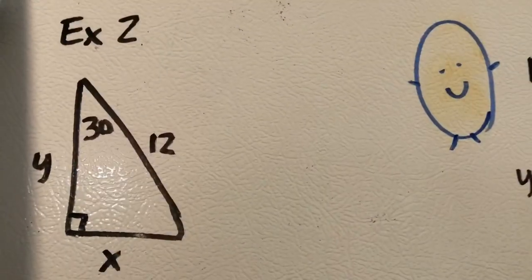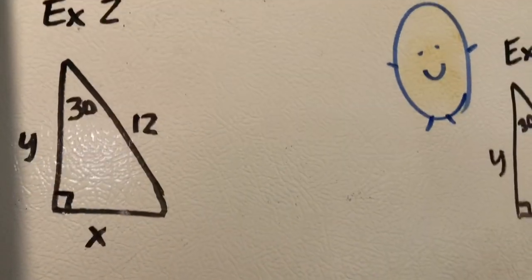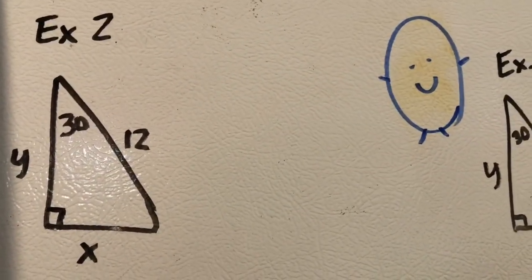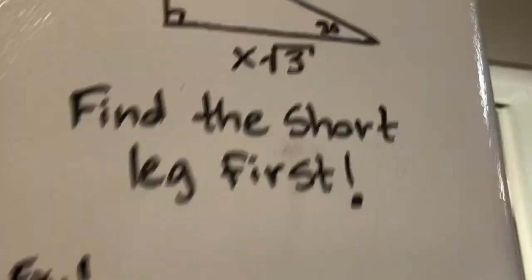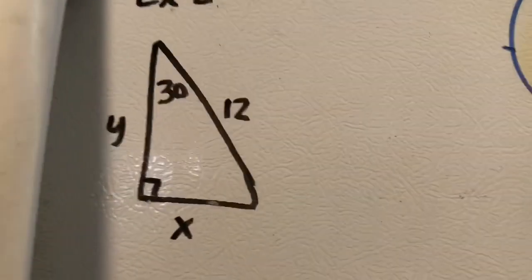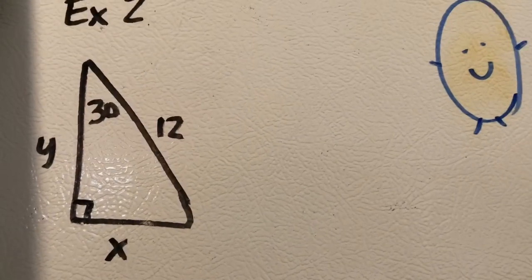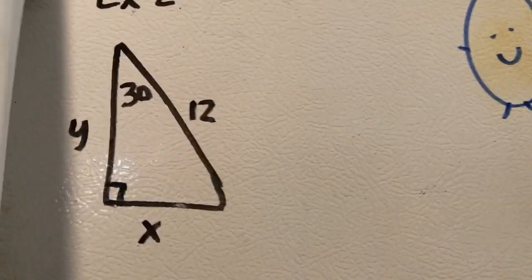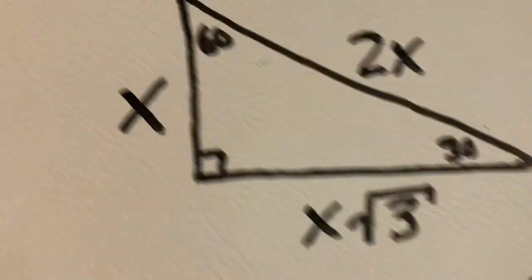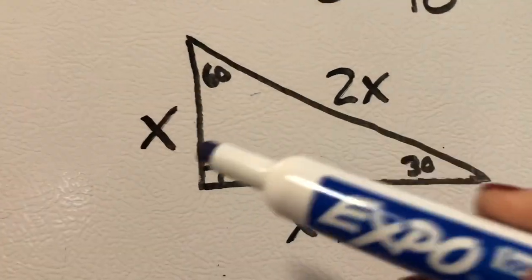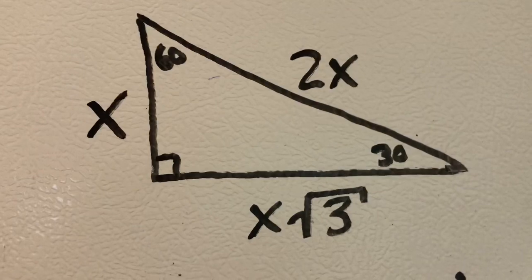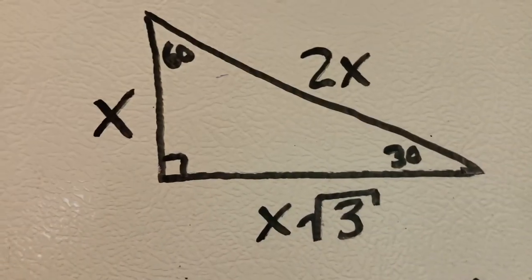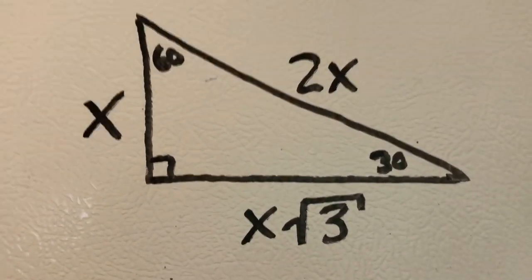For example 2, we have a different situation because they didn't give us the short leg. So what are we going to do? We're going to find the short leg first. Taking what they did give us, the fact that we have the hypotenuse to begin with, I'm going to go back to my pattern, and since I go from short leg to hypotenuse by multiplying by 2, that means that I can go from hypotenuse to short leg by dividing by 2.